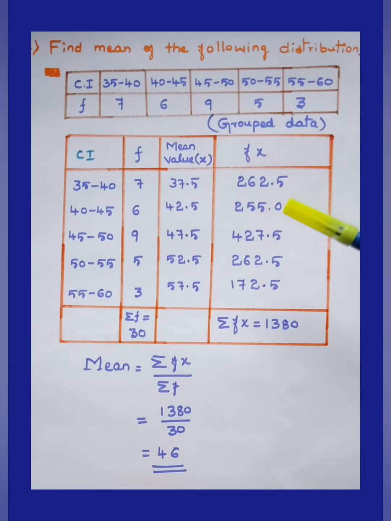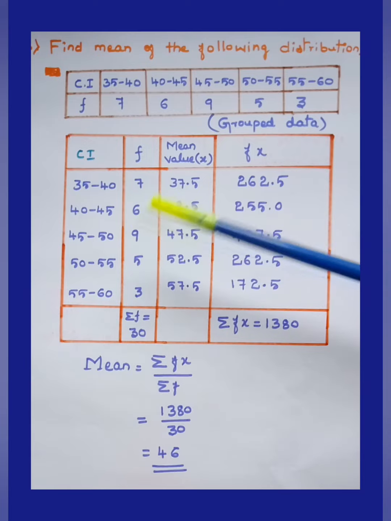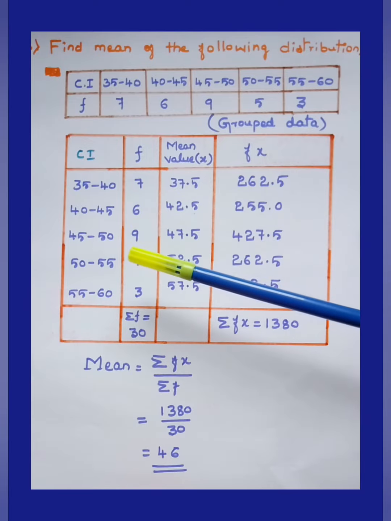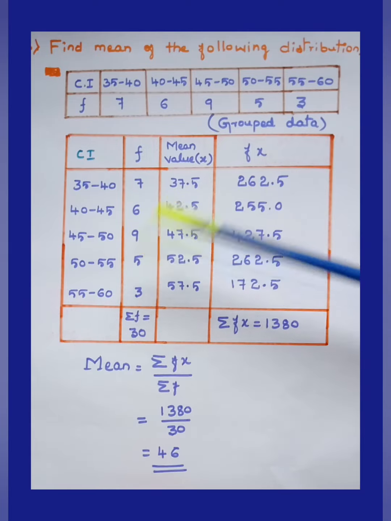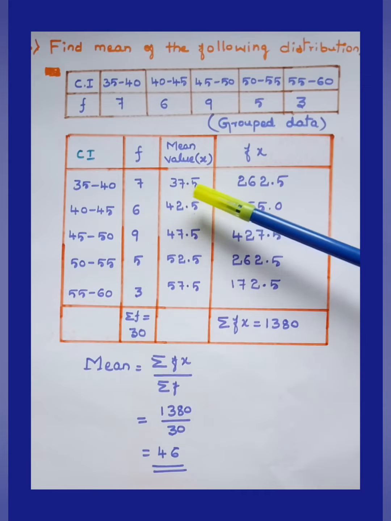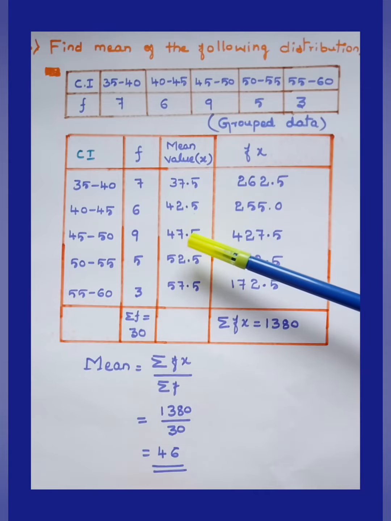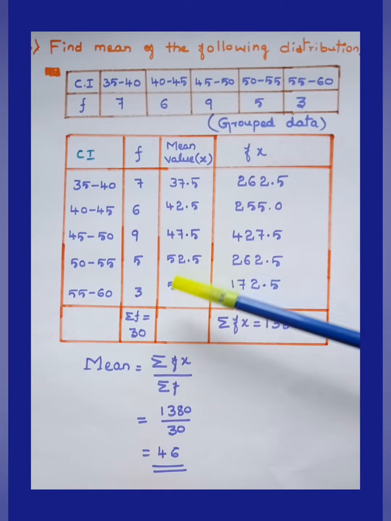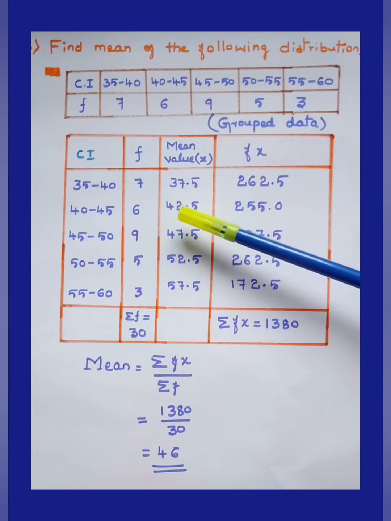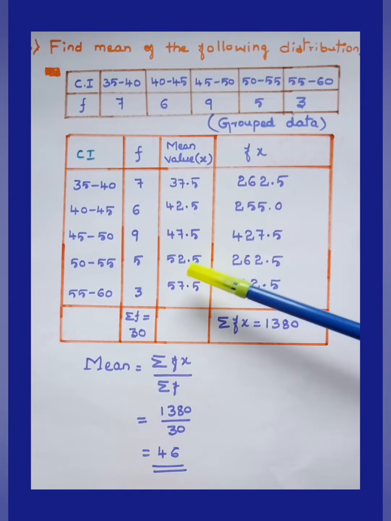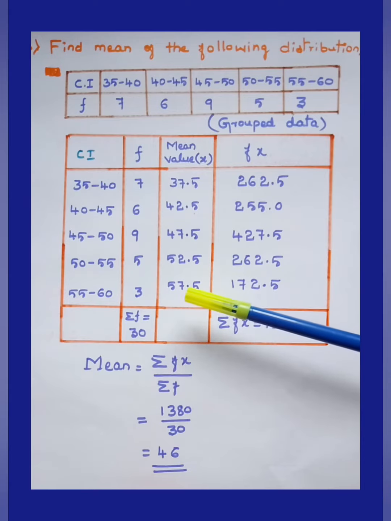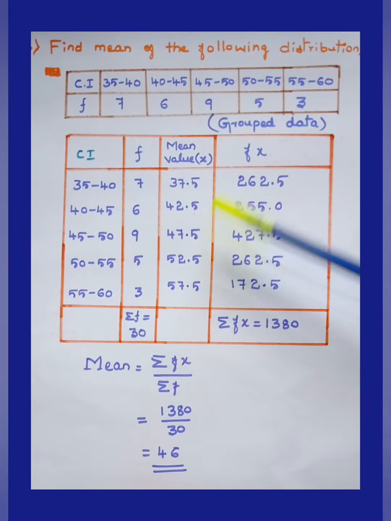In the same way you can find the mean value for the other class intervals, and if you observe properly, you can find the same pattern. Here 37.5, again it will be recurring. You can see here 47.5, a similar number, again 57.5. If this is 42.5, 52.5, you will get almost similar numbers, in most of the cases. So the mean value you got.